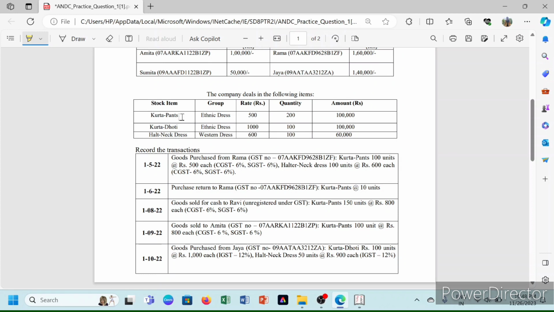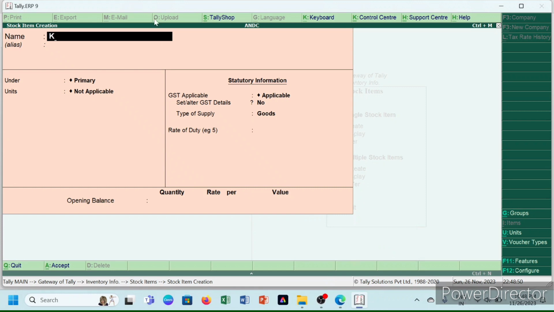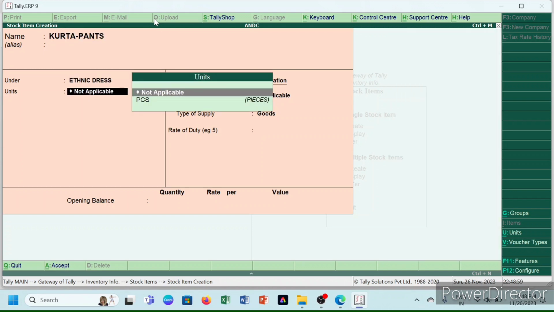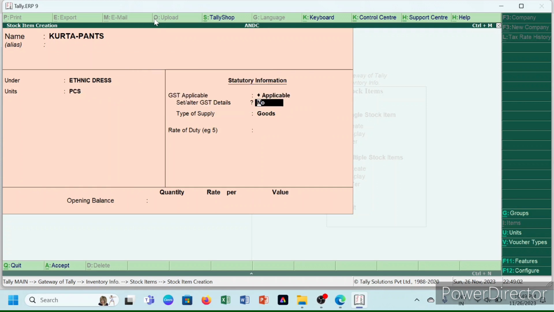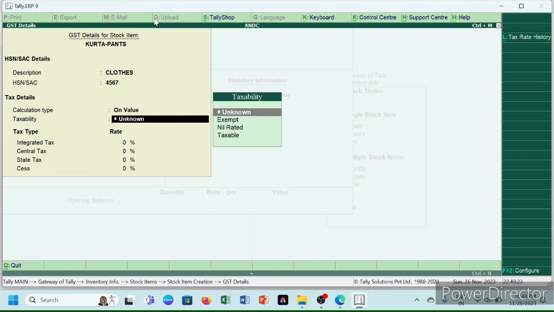First item is given as kurta pants under the ethnic dress. Pieces. Yes, applicable. Description. It is a cloth, as we all know. HSN. You can put any four-digit number. It is not important to put the right number, as it is for educational purpose. It is taxable, as it is given in the question.